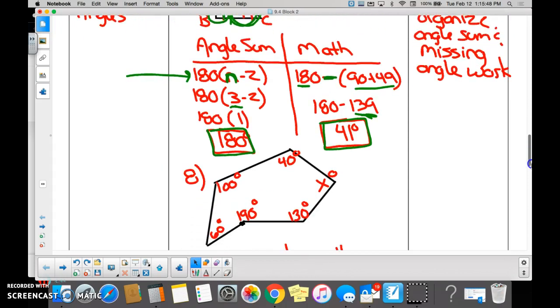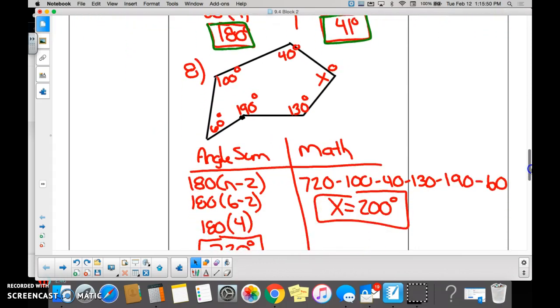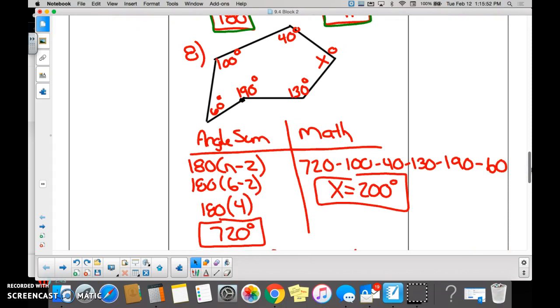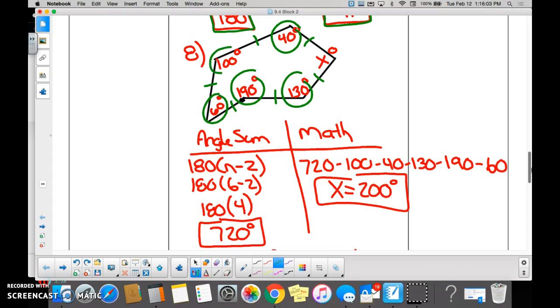Number 8. This one doesn't make really any sense if you look at it, but it's the numbers we came up with. How many sides are on this shape? 6. It's a 6-sided shape. I know all of the angles except for x. First I had to figure out what all of them add up to, even with the x I don't know. So I had to figure out the angle sum, right? Yes. 6 minus 2 is 4. What's 4 times 180? 720.